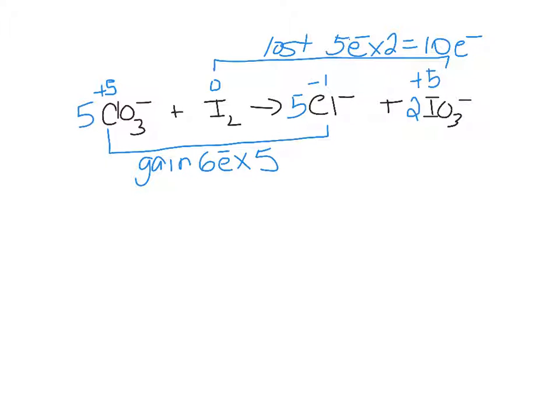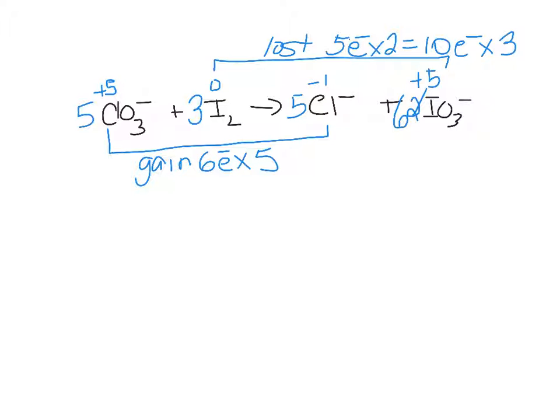And then for the IO3, 6 in front of it then? Yes, because we're going to multiply this by 3. This is already 2, so we're going to make that 6. And this one is going to be 3. You have to put that multiplier in front of the 2 species that changed oxidation numbers.